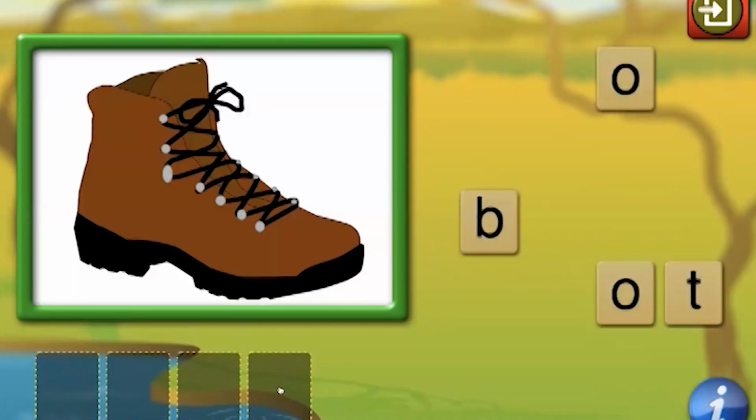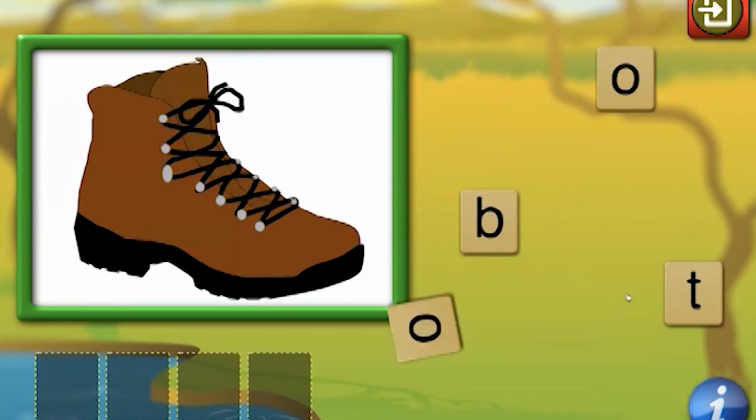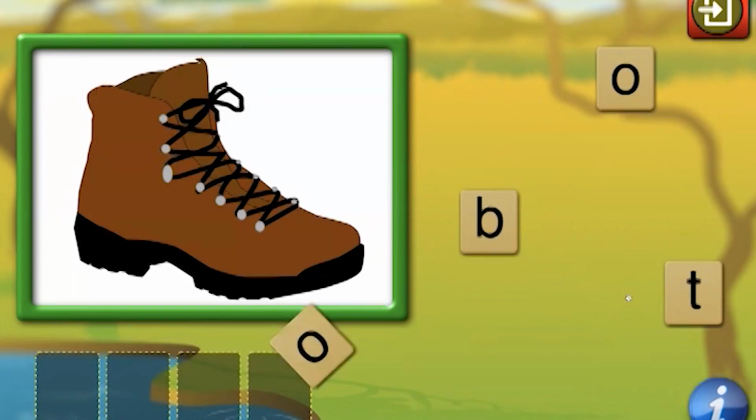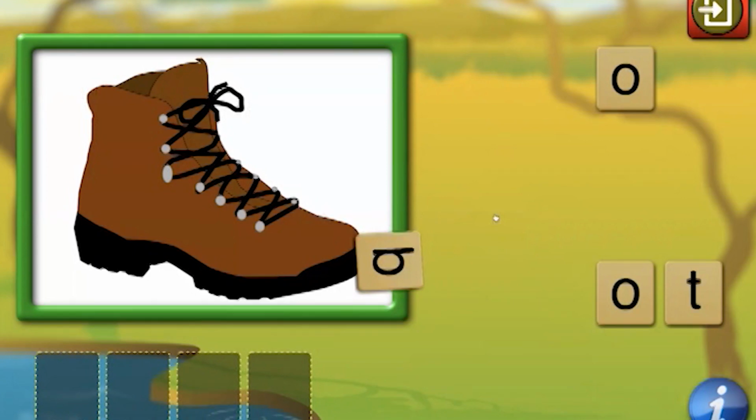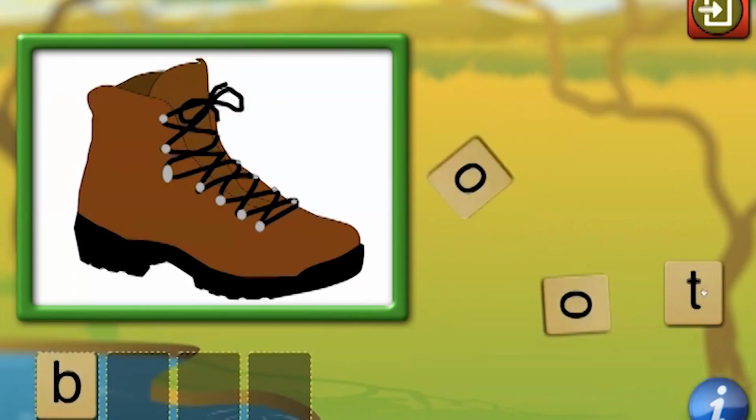You can see down here it spelled it for you. And now it gives you the letters to spell it again. So it shows you the word at first and then gives you the letters to spell it again. If you try to spell it and it's incorrect, it'll throw that letter right back at you. So let's go ahead and spell the word correctly.